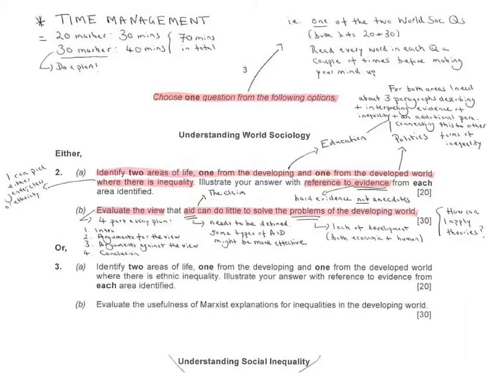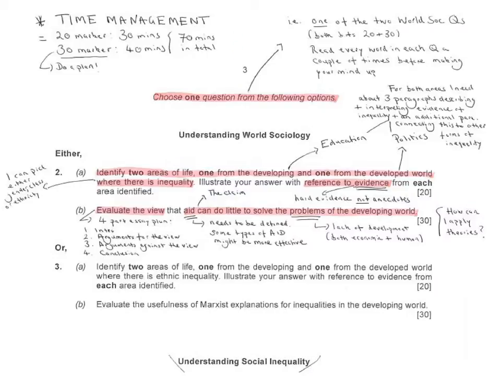Time management is critical once again, and I recommend that you spend about 30 minutes on the 20 marker and then 40 minutes on the 30 marker. So out of the 2 hours that you've got for the SY4 paper, I'm recommending about 70 minutes in total for the World Sociology questions.